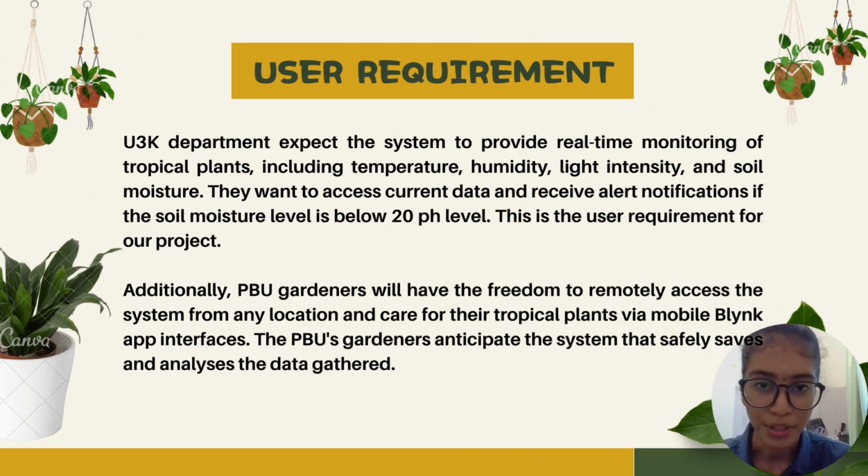Now we're going to explain the user requirement. The department expects the system to provide real-time monitoring of tropical plants, including temperature, humidity, light intensity, and soil moisture. They want to access current data and receive an alert notification if the soil moisture level is below 20. This is the user requirement for our project.